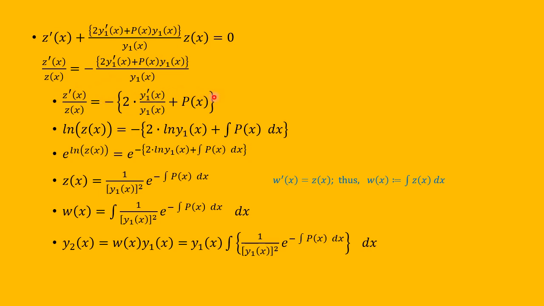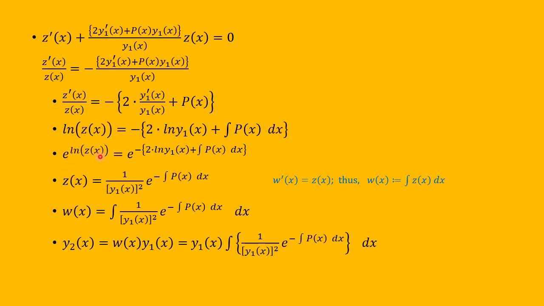Now integrate both sides of this with respect to x. The integral of z prime over z is just the log of z of x. Minus, and then the integral of y1 prime over y1 is natural log of y1. And we also have to integrate p of x with respect to x. So we get this. Now, take the exponential of both sides.